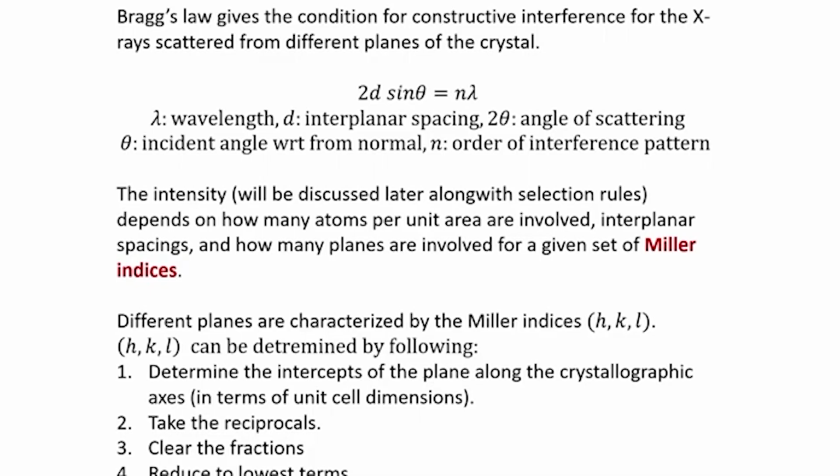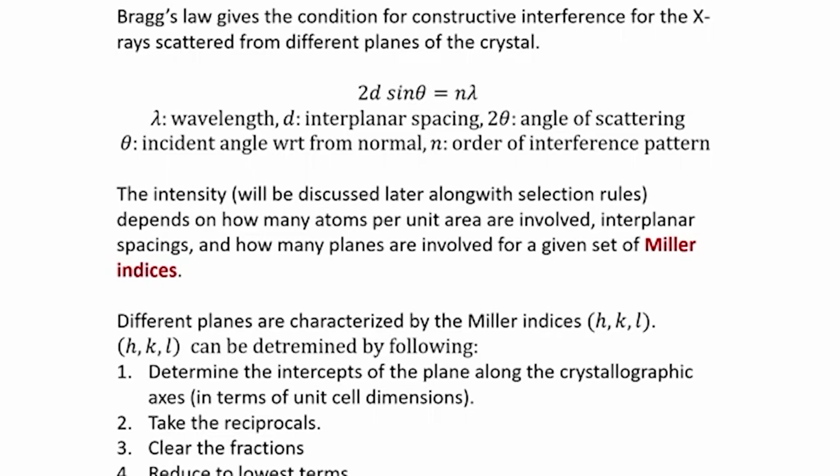So, you would be knowing everything excepting one parameter, and this d is actually related to the HKL indices, which are called the Miller indices, as we are going to see. It also depends on the lattice spacing, and that depends on the crystal lattice as well. Lambda, as we have said, is the wavelength of the X-rays. d is the interplanar spacing, we have seen that. 2 theta is the angle of scattering, theta is the incident angle with respect to normal, and n is the order of the pattern. So, how do we find out these Miller indices?